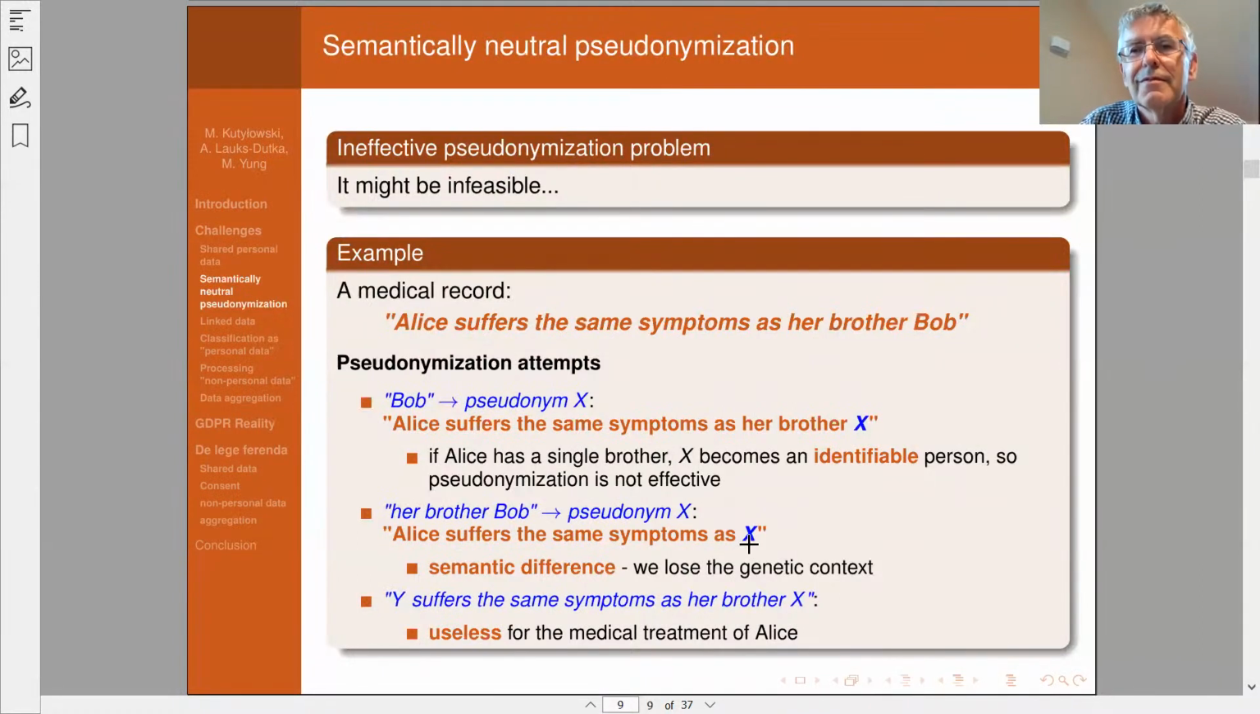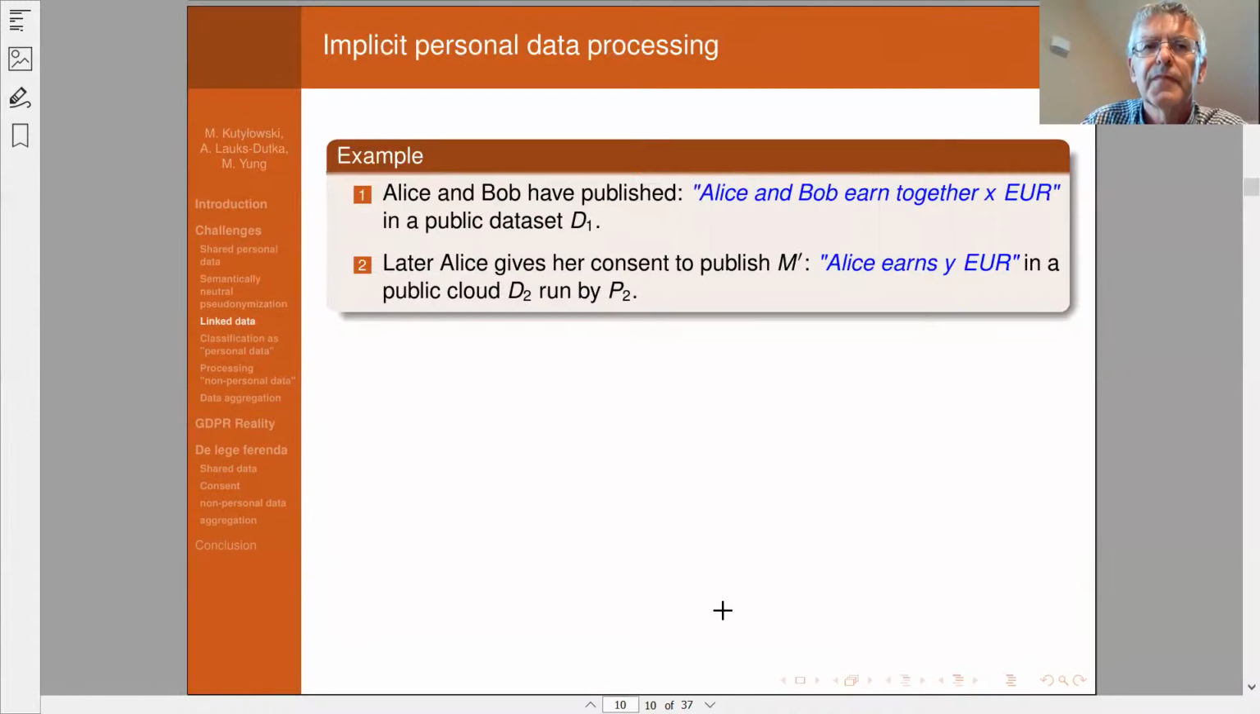Well, it is a stupid sentence, because as a result, we learn that Alice is not the single person in the world that has these problems. Of course, the medical context is quite different. If we replace both names by pseudonyms, then of course the record is useless from the medical point of view, because finally we have to provide medical help for Alice.